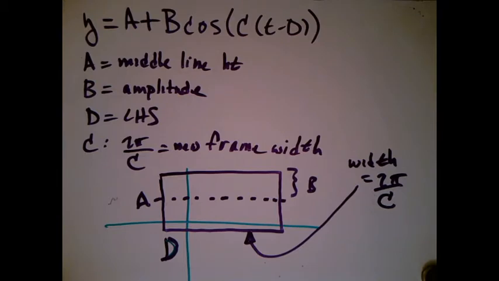D is always the location of the left-hand side. And the width of the box is always 2 pi over c. I wish there was a nicer, shorter way of describing that, but there's not. So let's just take away the little thing. Let's just work through an example quick.